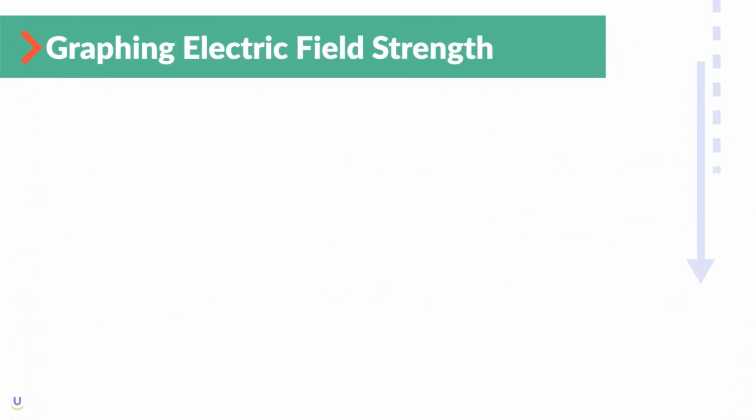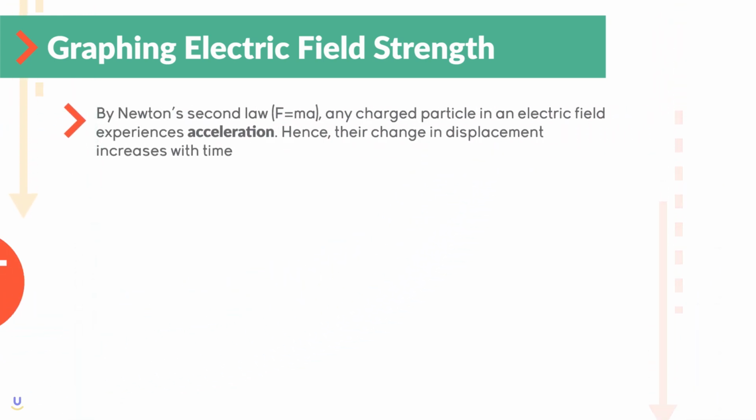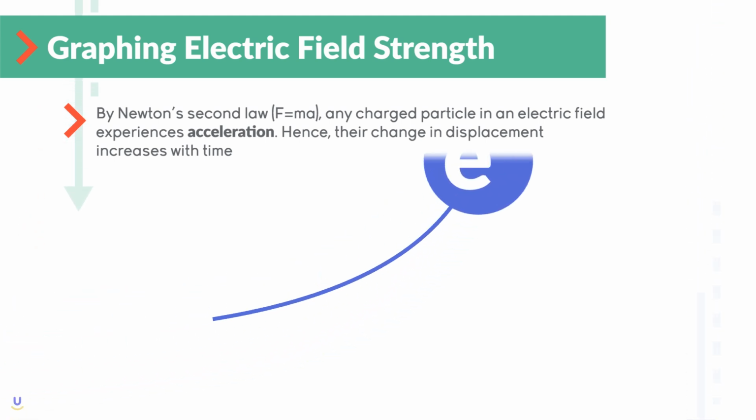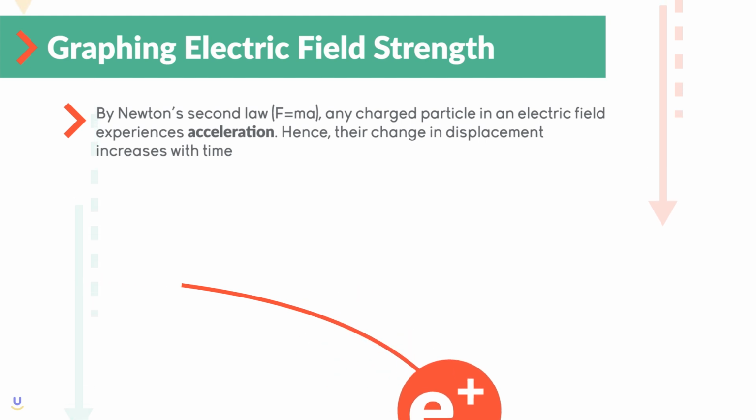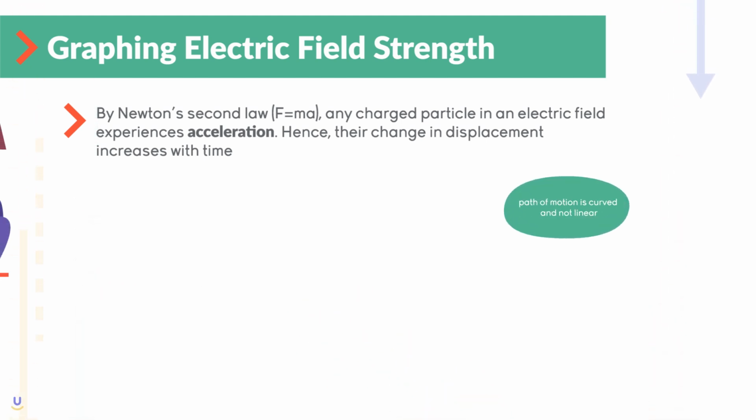Now, let's look at graphing electric field strength. By Newton's second law, F = ma, any charged particle in an electric field experiences acceleration. Hence, their change in displacement increases with time. Path of motion is curved and not linear.